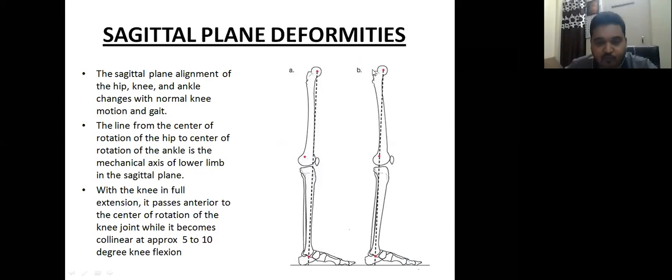So what I mean to say is, there is a center of rotation of the knee joint. If you see in the sagittal plane, if we divide the width of the distal femur, it is located at the junction of the anterior two-thirds and the posterior one-third. So that is the center of rotation of the knee joint. When the knee is in full extension, that is straight, the mechanical axis will pass just anterior to the center of rotation of the knee joint in the sagittal plane. And when the knee is in 5 degrees of flexion, it passes through the center of the knee joint. That is the normal orientation.